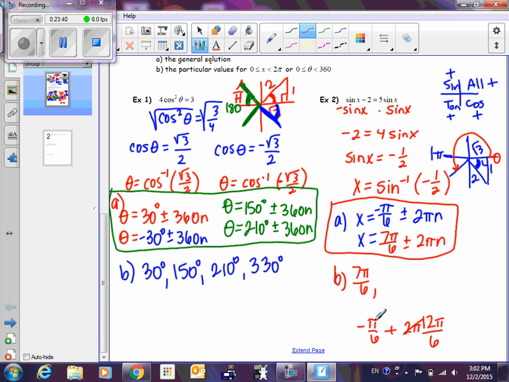So what is negative pi plus 12 pi? 11 pi over 6. So if you need to write it down, write it down. If you can do it in your head, though, that's fine, too. So that's your answer for B. So I think example 2 was a little bit easier than 1. What do you guys think? A little bit. Both equally hard.